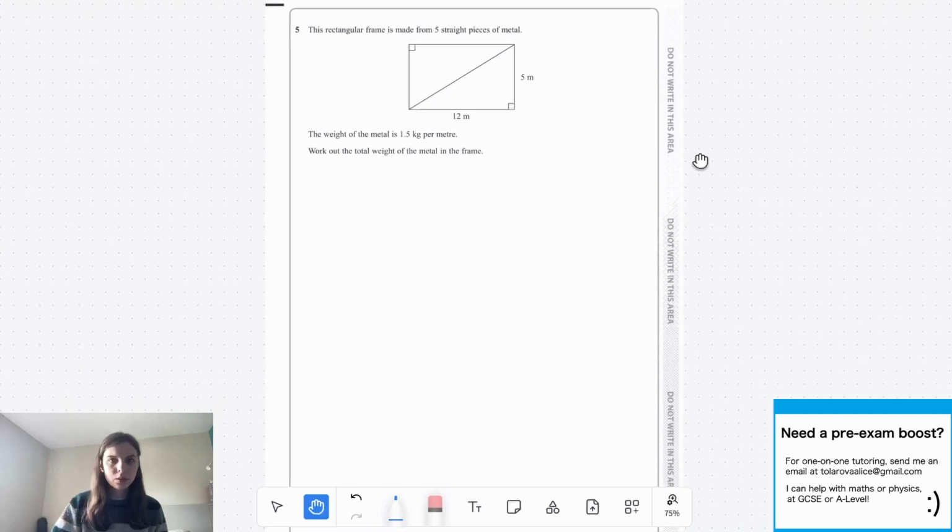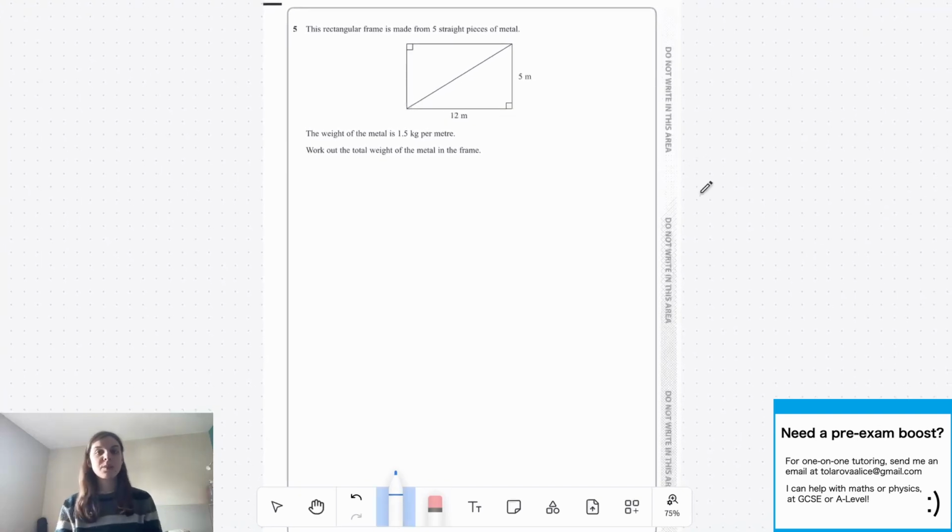Okay. Question 5. The rectangular frame is made from 5 straight pieces of metal. The weight of the metal is 1.5 kilograms per meter. Work out the total weight of the metal in the frame. So we need to figure out the perimeter, including this diagonal, and then multiply that by 1.5 to find the weight. So the perimeter of a rectangle will be 12 plus 12 plus 5 plus 5, which is equal to 34.